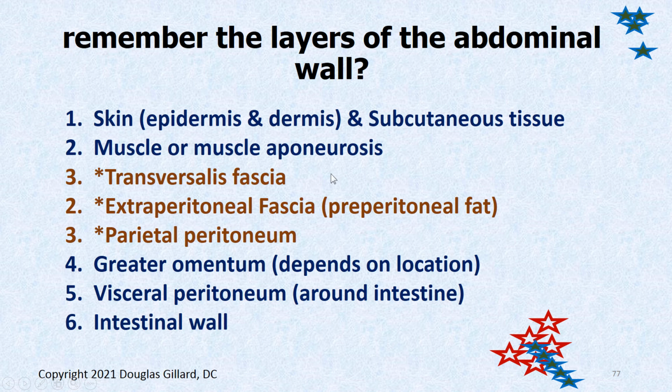So we have skin, which is epidermis and dermis for chiropractors. For medical doctors, medical students, they include subcutaneous tissue. It all depends on what board book you use for a definition of, quote, skin. Then we have the muscle and the aponeurosis of the muscles, the next layer down. Then we have the deep fascia, which is the transversalis fascia, extraperitoneal fascia, sometimes called preperitoneal fat, is how I learned it, and the parietal peritoneum. Then the greater omentum, then the visceral peritoneum, which is wrapped around the intestine, and then the intestinal wall itself.